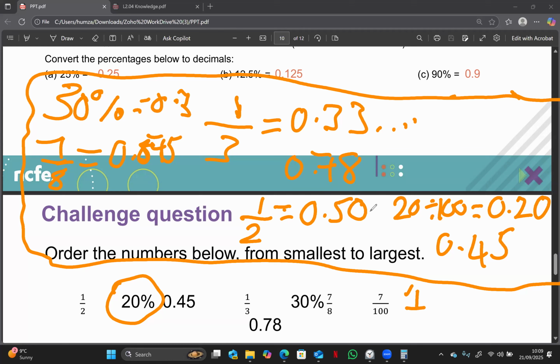The smallest one. What is it? 33, no, 78, 50, 20, 45. Yeah, 20. Yes, exactly. So the second one will be 20%. Remember, because we converted it into a decimal.